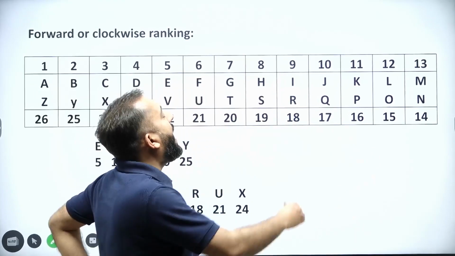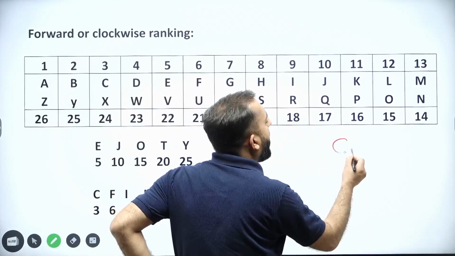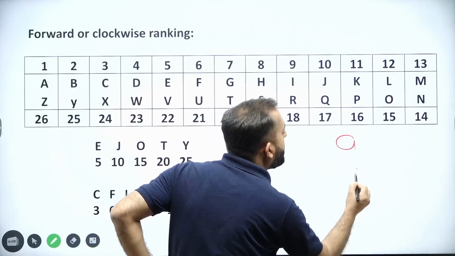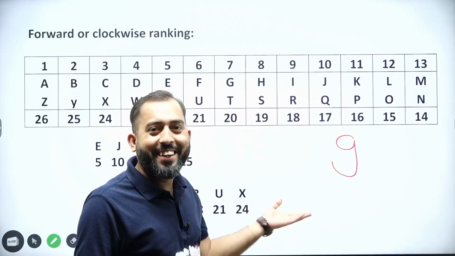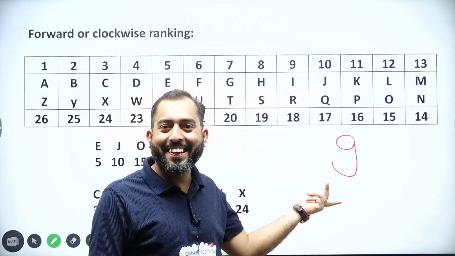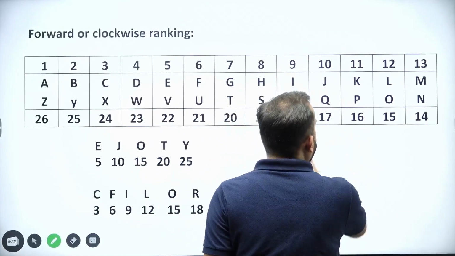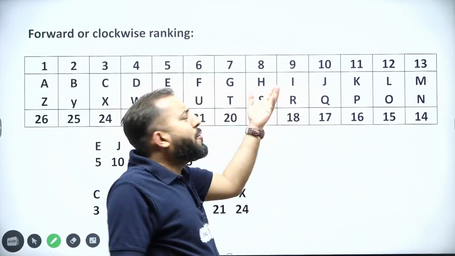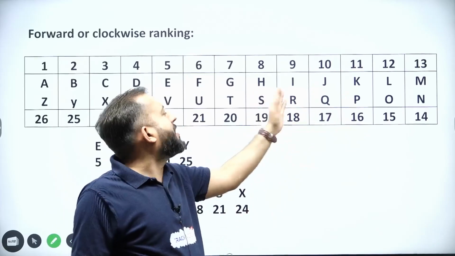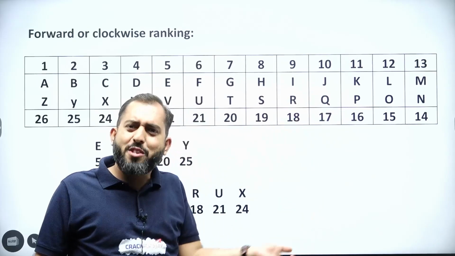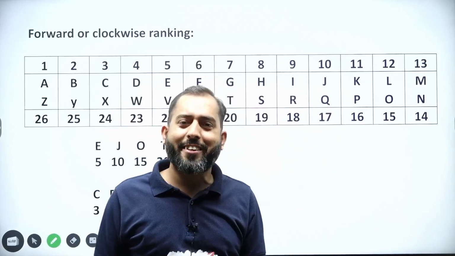Similarly, see, I. How do we write I in our childhood? Like this now. I and 9. So if you have memorized the position of I, then J is its neighbor. If I is 9, J is 10.